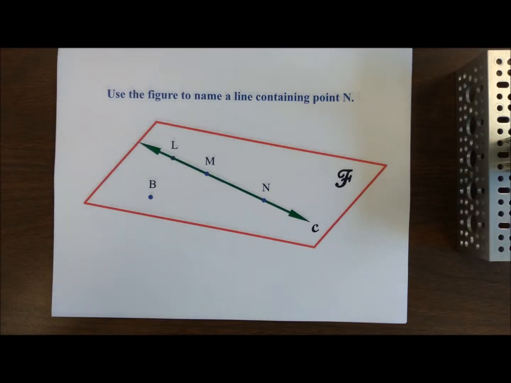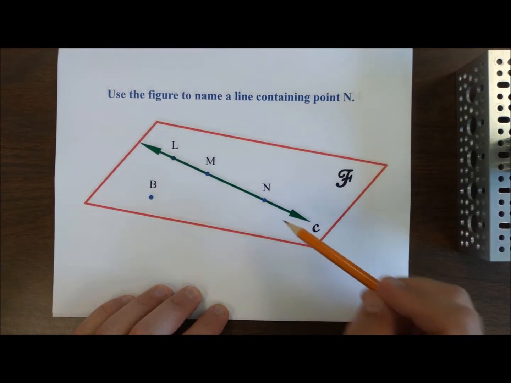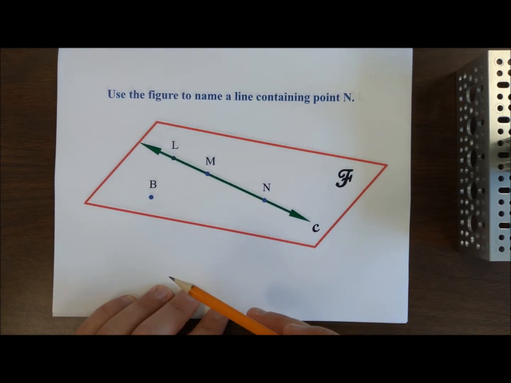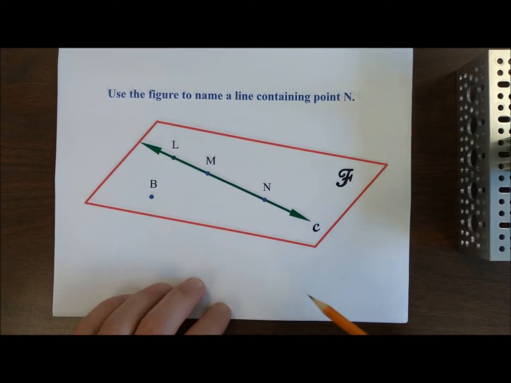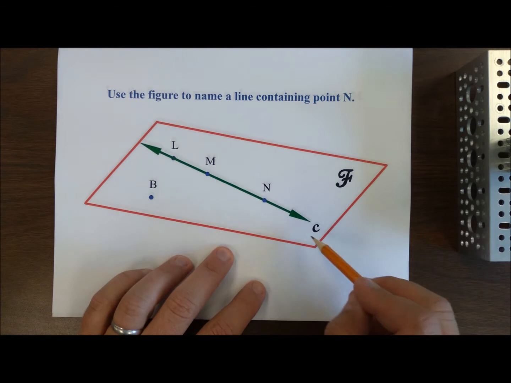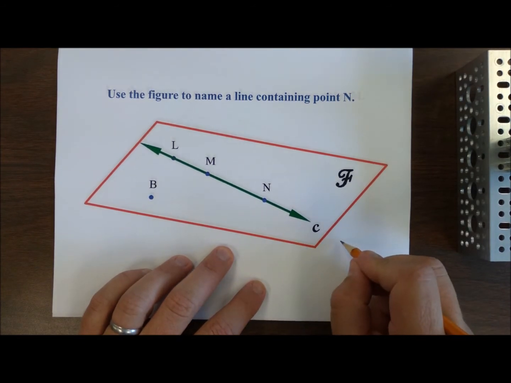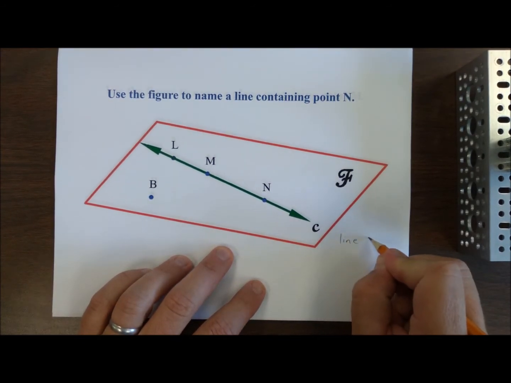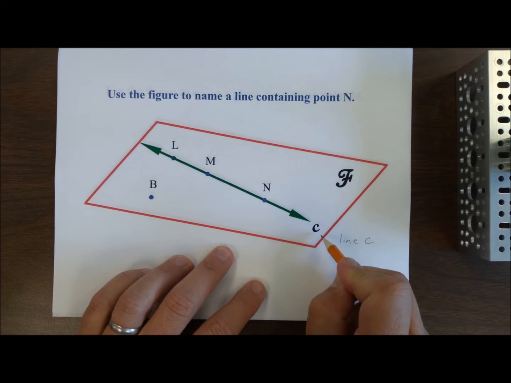All right, in this problem, could we use this figure to name a line containing point N? Okay, now points are represented by dots and a capital letter, so you can see here we have point N. So if you wanted to name a line containing point N, you might say it's on line C. You could call that line C with this lowercase scripted letter C.